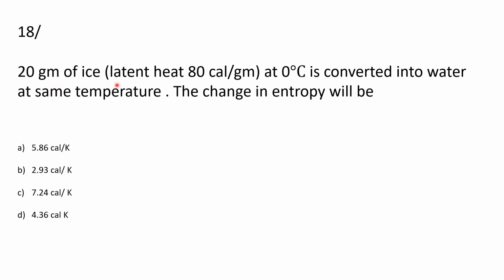Then, 20 gram of ice, where the latent heat is 80 calorie per gram, at 0 degree Celsius is converted into water at the same temperature. The change in entropy will be, and the options are 5.86 calorie per Kelvin, 2.93 calorie per Kelvin, 7.24 calorie per Kelvin and 4.36 calorie per Kelvin.